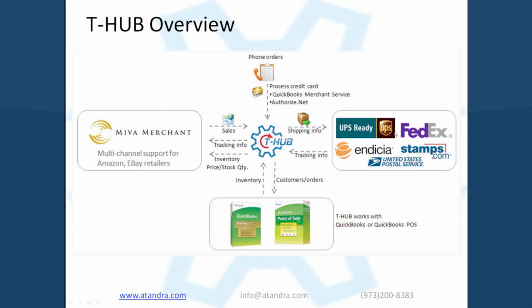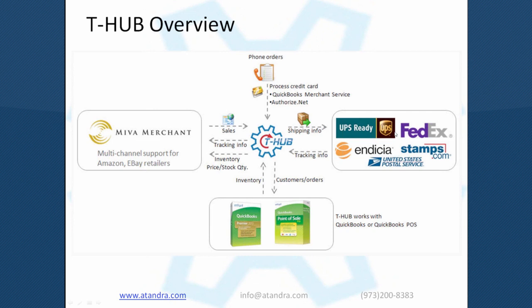So the orders flow from your Miva Merchant Store right into T-Hub. From there, you can review the orders, send it to QuickBooks, which could be your QuickBooks Accounting or QuickBooks Point of Sale or QuickBooks Online, and then you send the orders to shipping carriers to print shipping labels right from the same interface. And once you print the label, it will automatically update Miva Merchant with your order shipping status and tracking, and that will notify the customers of their package tracking information.